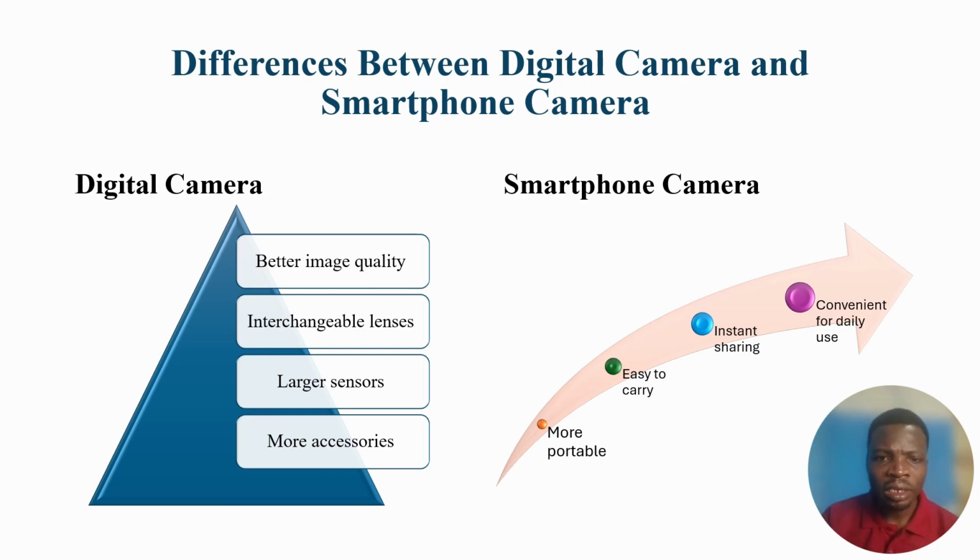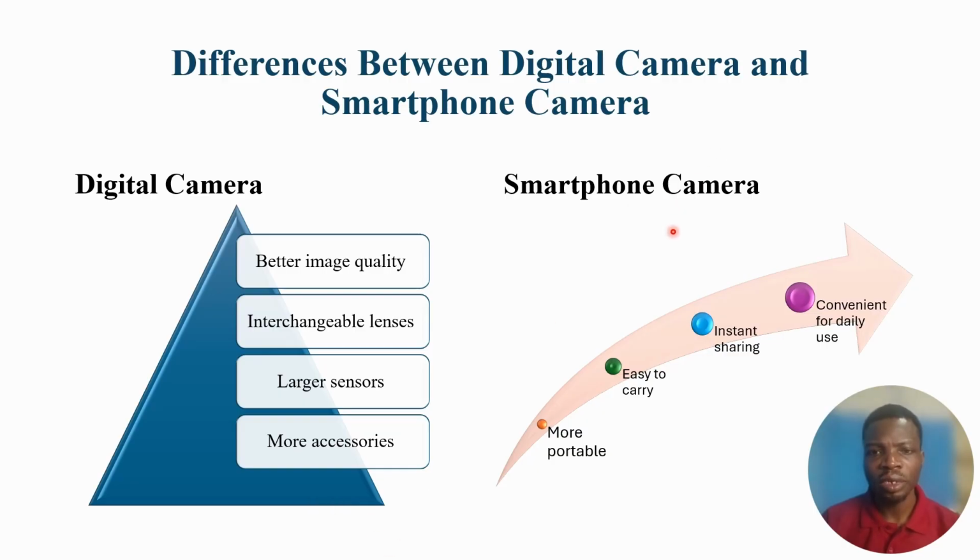We say they also have larger sensors. They contain large sensors, right? Their sensors are larger than that of the smartphone camera, because that one is just small inside the phone. Then the digital camera has more accessories. So that is one good thing about the digital camera.